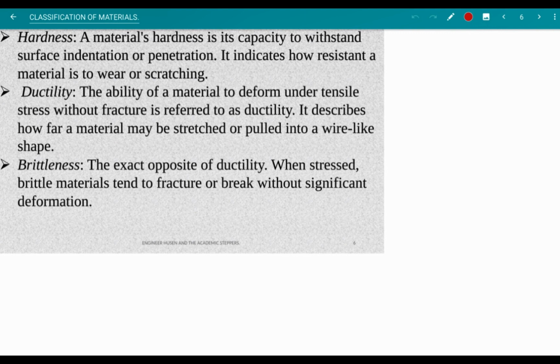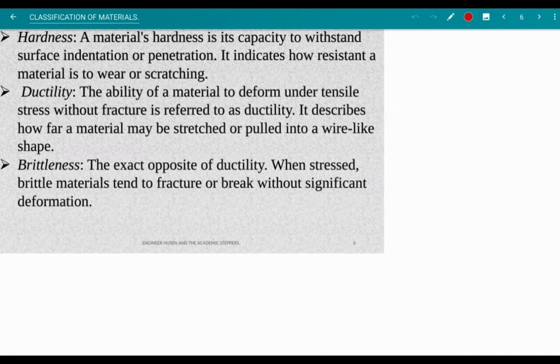We have other examples of mechanical properties like hardness. Hardness is just the capacity to withstand surface indentation or penetration. When you look at ductility, you're looking at the ability of a material to deform under tensile stress without fracture. Another mechanical property is brittleness. It's like the exact opposite of ductility.